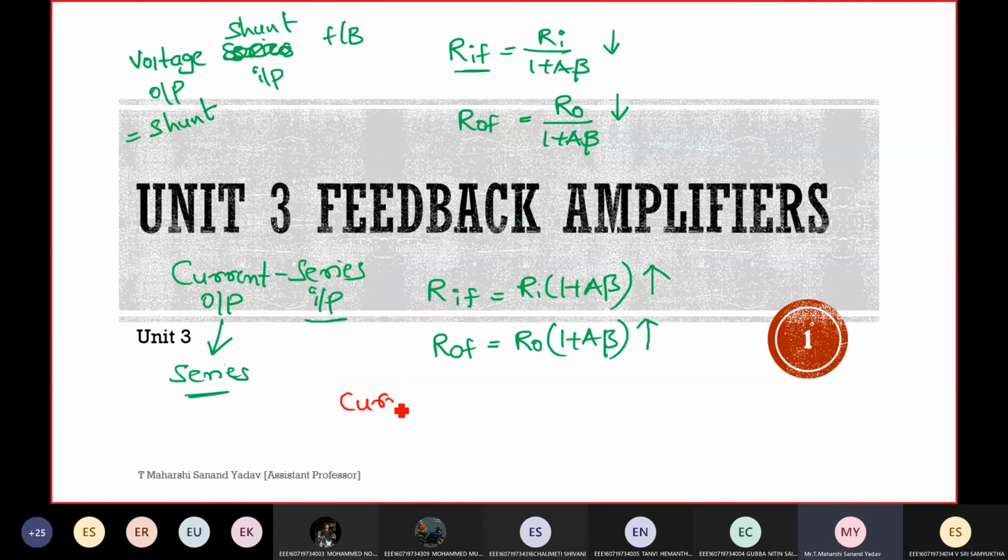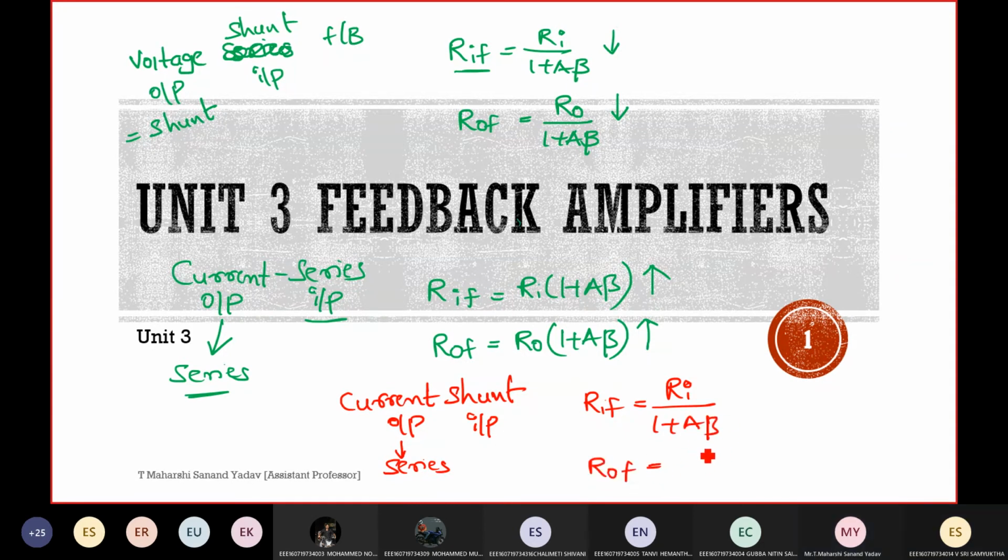Next, current shunt. This is output, this is input. Now you tell me. Output side current, series. So what will happen to RIF? Observe carefully. Input side shunt. So Ri by (1 plus A beta). Next, what is ROF? Ro into (1 plus A beta).